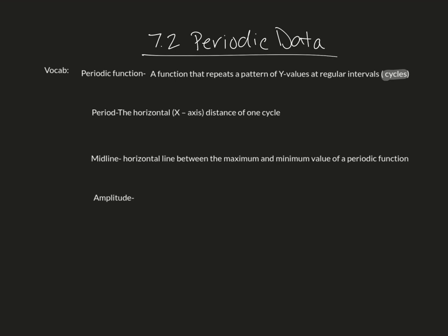But the next word is midline. And what that is, it is a horizontal line, remember horizontals go from right to left, between the maximum and minimum value of a periodic function. So the highest point and the lowest point on that function.